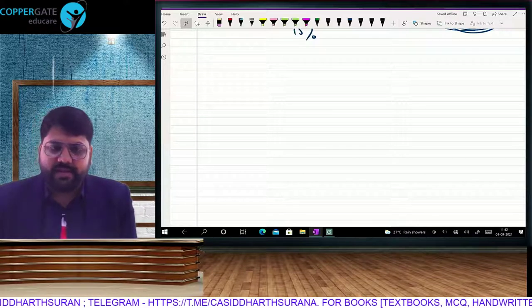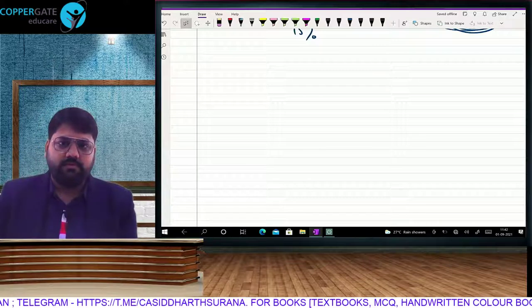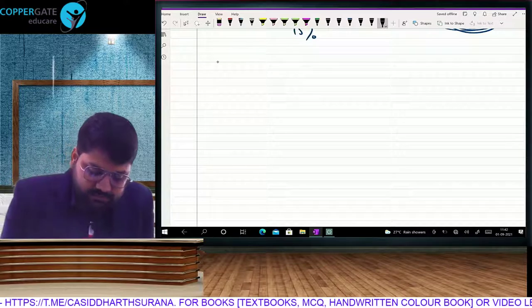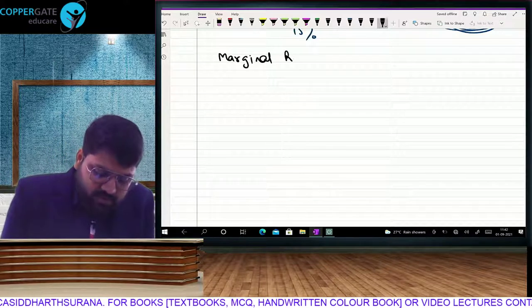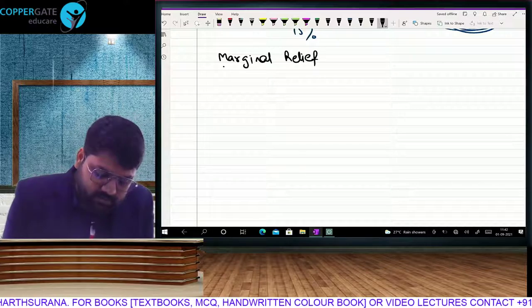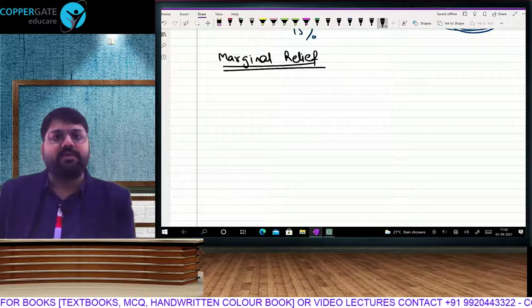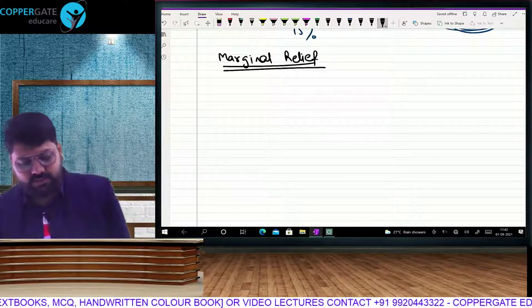We also studied cases where 25 and 37 is not applicable. But in surcharge, you need to know this concept called marginal relief. Without learning this concept, the concept of surcharge cannot be completed. It is very important to learn this concept.